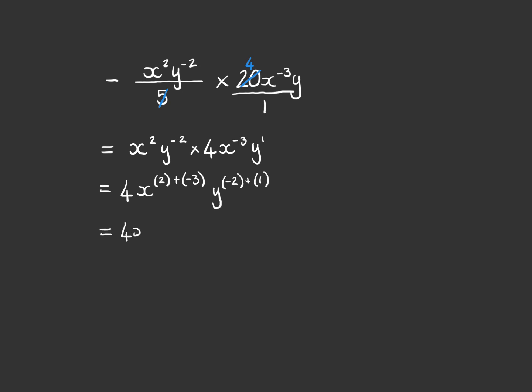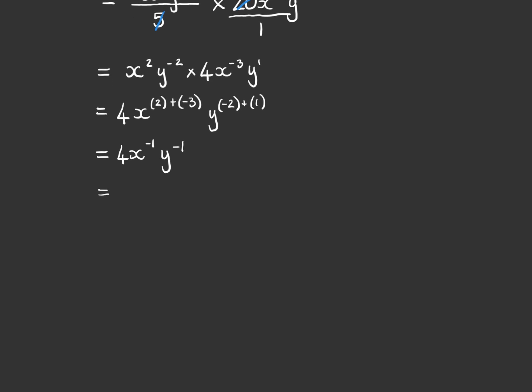So now we've got 4x to the power of negative 1. How did I get that? Well, 2 minus 3 gives me minus 1. And then I've got y to the power of negative 1. So if the question asks us to have it as positive exponents, which usually it does, that means everything that has a negative exponent is going to go to the denominator where it becomes positive.